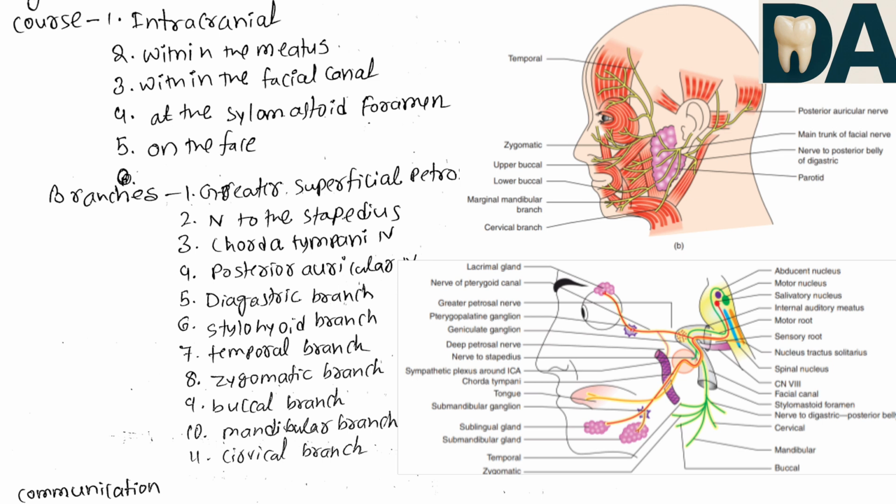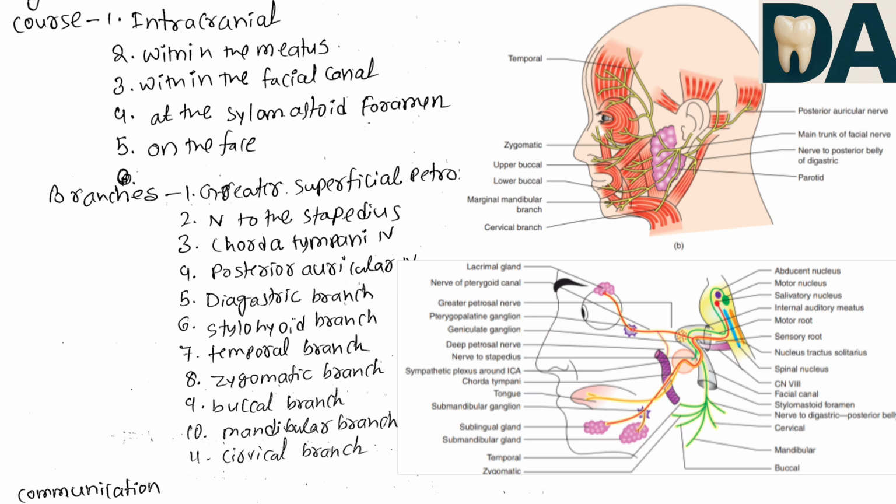There are 11 branches of the facial nerve. First one is the greater superficial petrosal nerve. This originates at the geniculate ganglion and contains sensory fibers to the mucous membrane of the soft palate. It runs anteriorly through the hiatus of the facial canal to the foramen lacerum, where it receives a twig from the tympanic plexus.